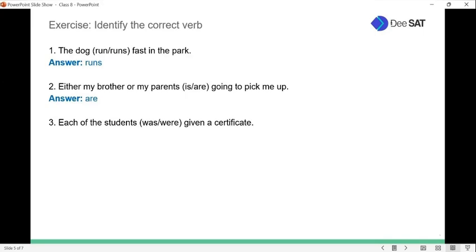Each of the students was or were given a certificate. Now, because we have a singularizing subject, each, over here, again, I'm talking about every individual student, and thus the right answer should be was.